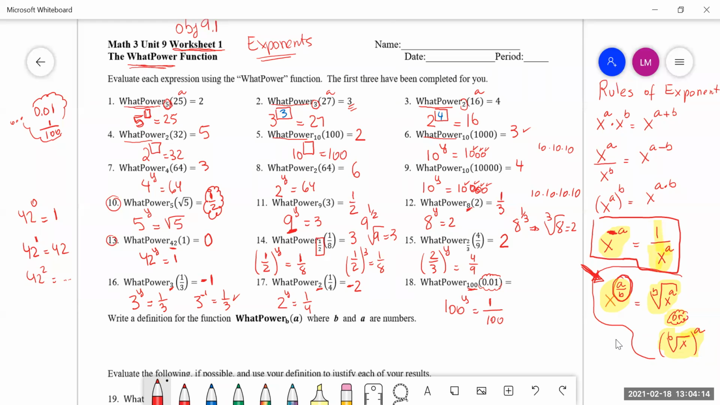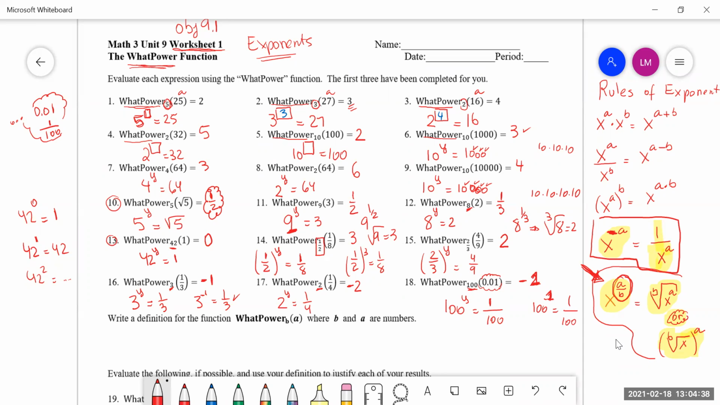So what power would that be? -2, because I know 100 to the -2 power will be... wait, I made a mistake. It's -1. Sorry, -1. That'll give me 1/100. Okay, there we go. Nice.